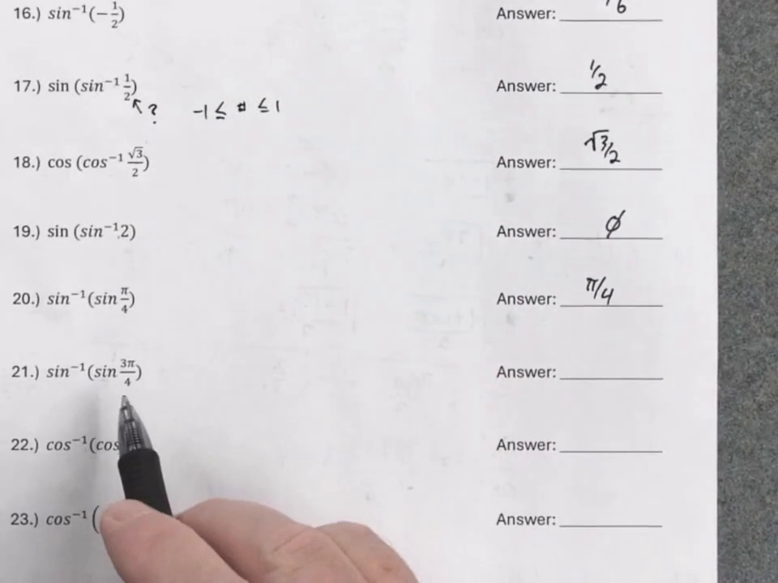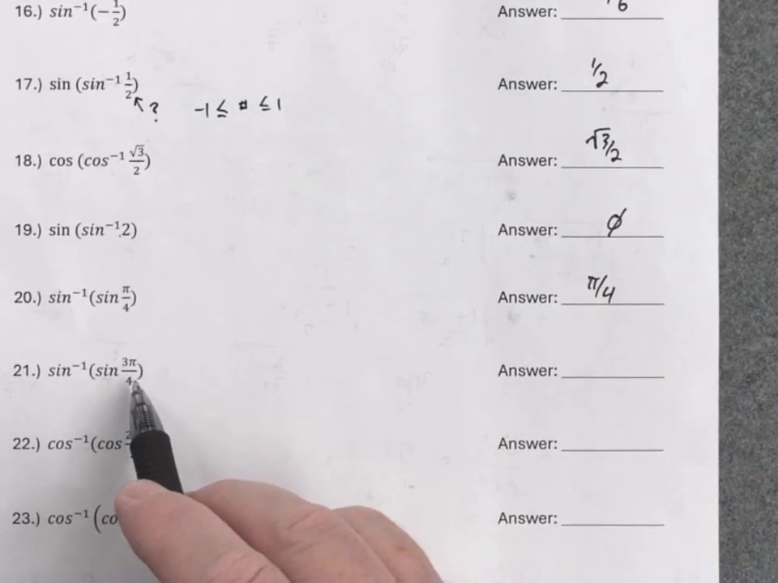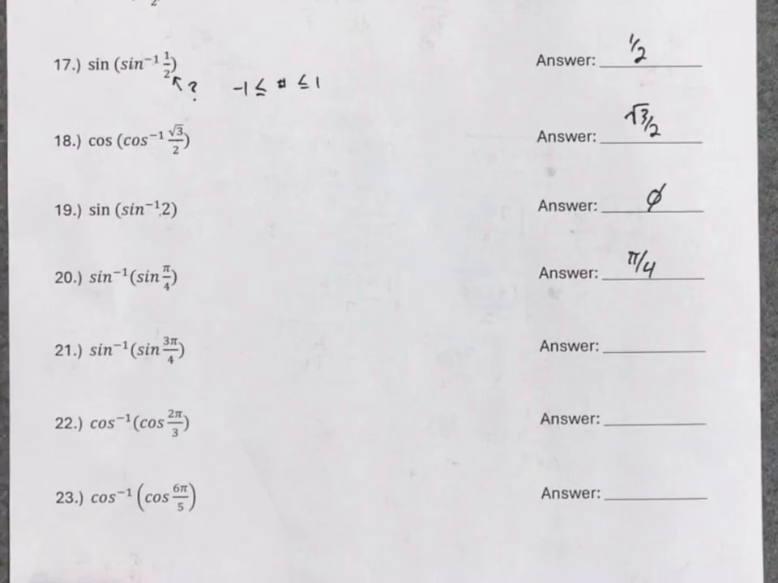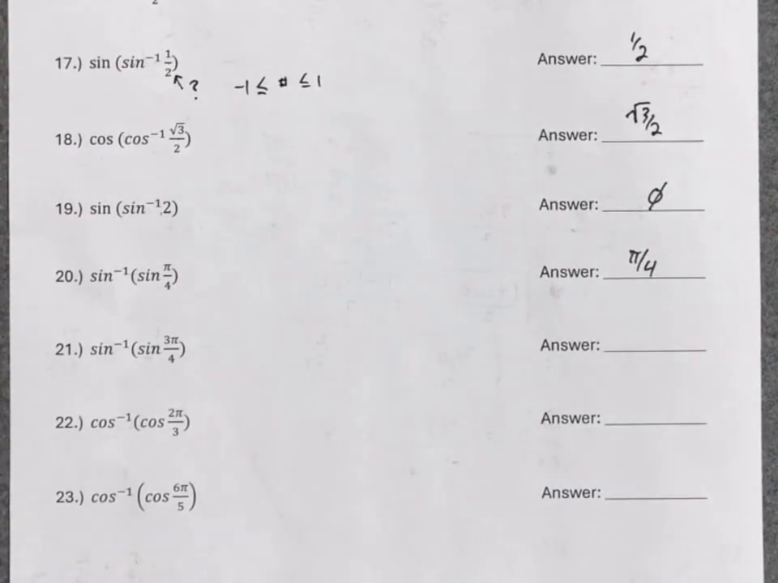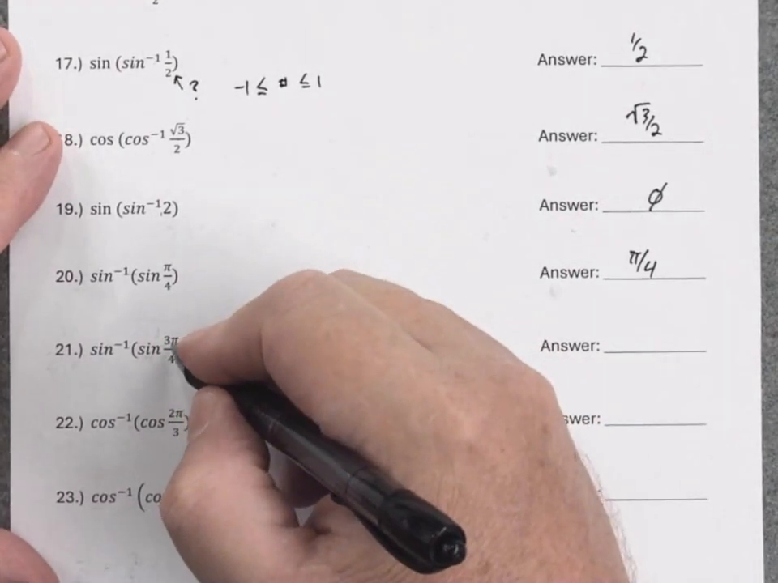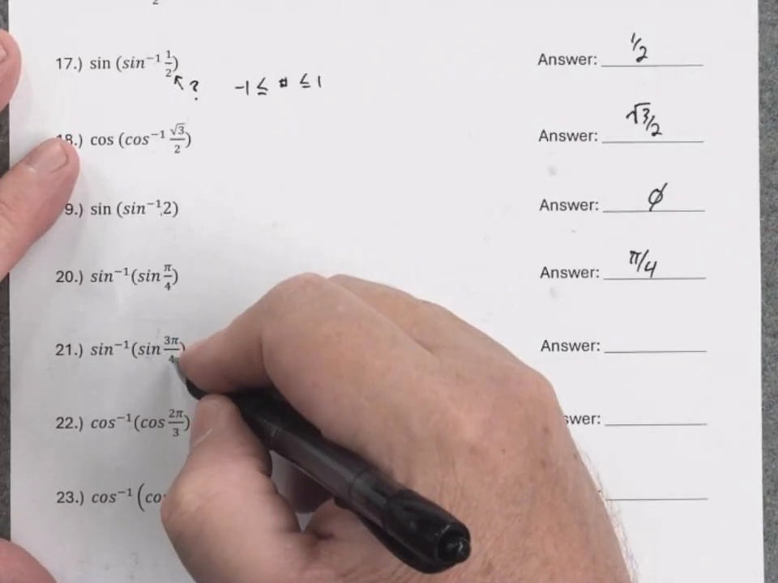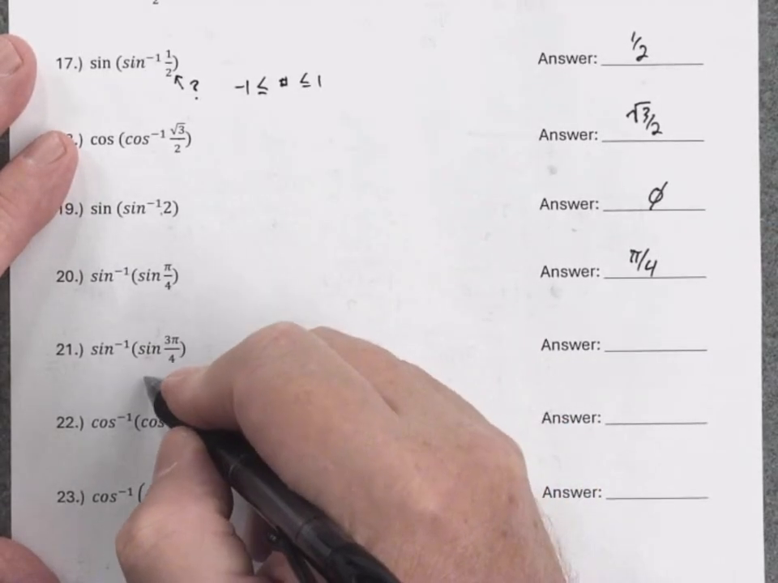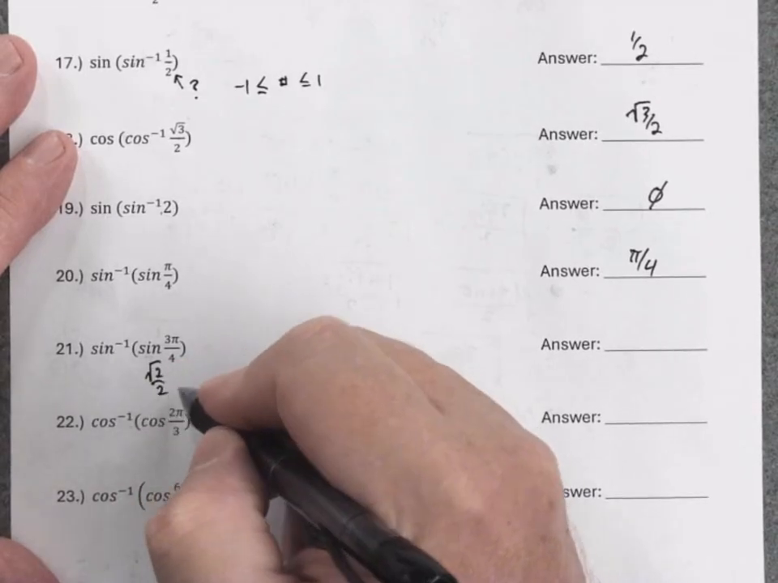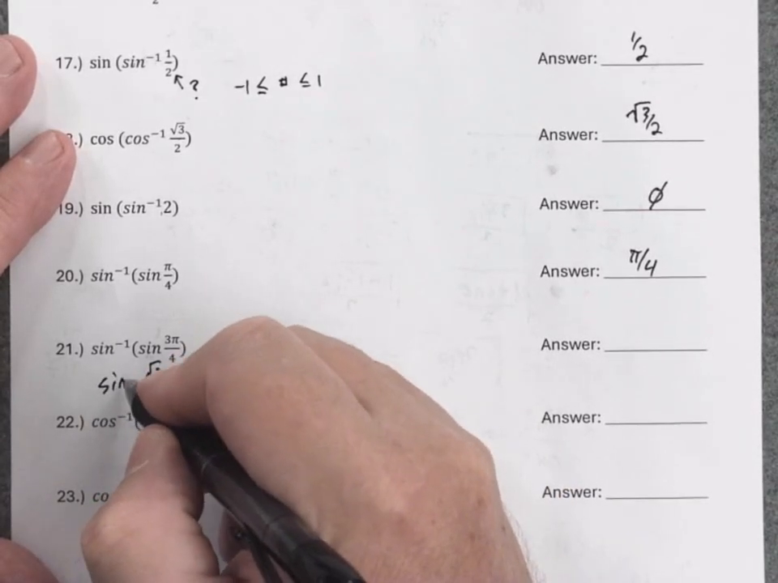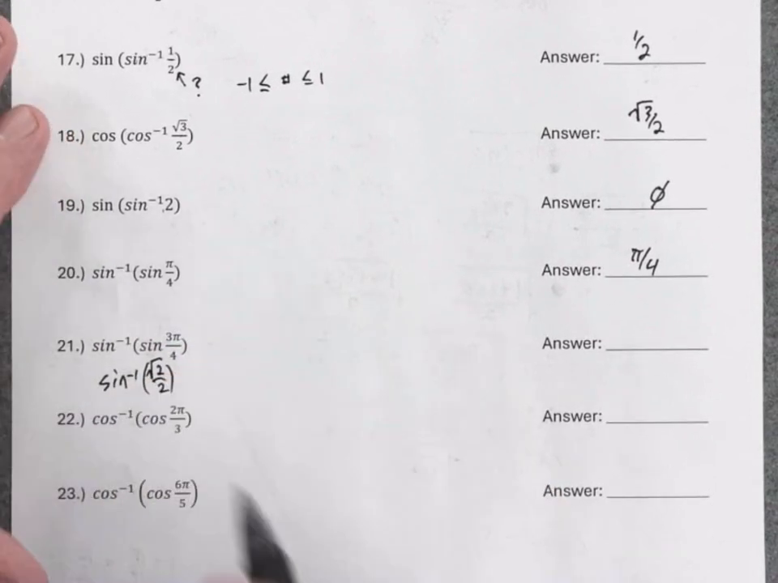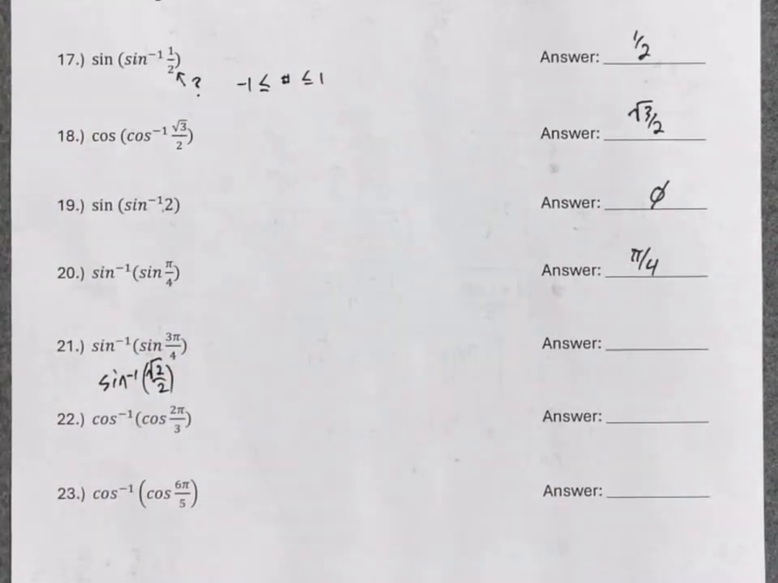So for this problem, because this is a special angle, we're just going to work this out the long way, and you work from the inside out. So the first thing we ask ourselves is, what's the sine of 3 pi over 4? Well, the sine of 3 pi over 4 is square root of 2 over 2. So now this becomes a problem of the inverse sine of square root of 2 over 2.